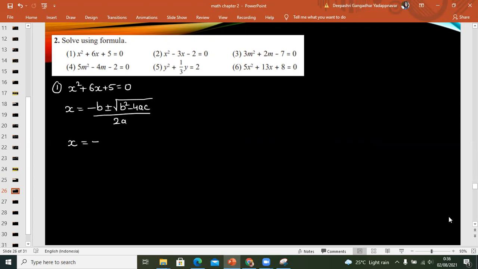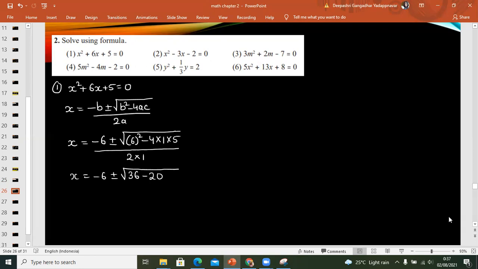X equals negative, the B value is 6, plus or minus square root, B value 6 square, minus 4 multiplied by A which is 1 and C which is positive 5. If it is negative 5, please write it in the bracket. Divided by 2 times the A value 1. X equals negative 6 plus or minus. Let us solve the values inside the square root sign. 6 square is 36. Minus 4 times 1 times 5 is 20. Divided by 2 times 1 is 2.